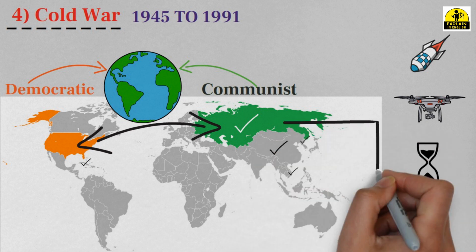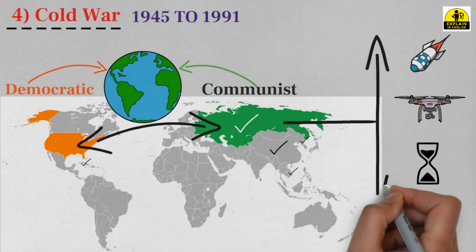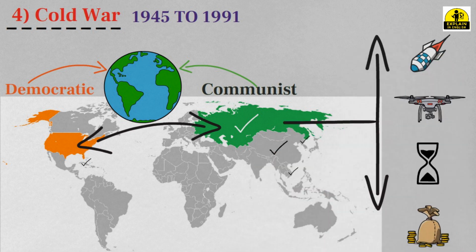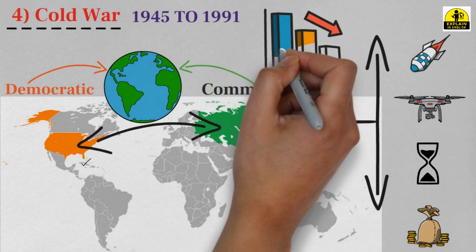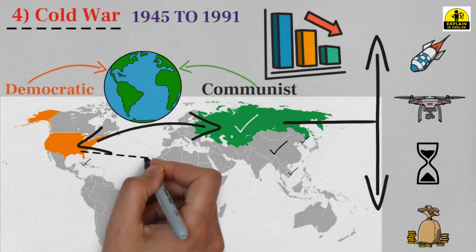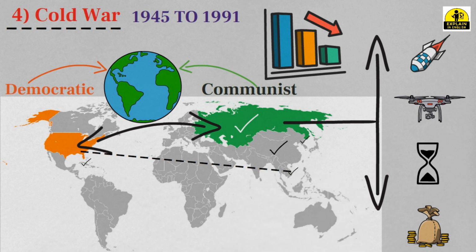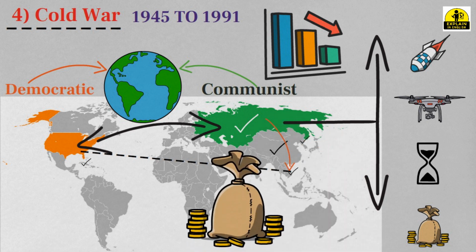By helping other communist countries for such a long time, the USSR suffered a lot, its economy was in decline. In the war between Vietnam and America, Vietnam won with the support of the USSR, but the USSR spent a lot of money on it.